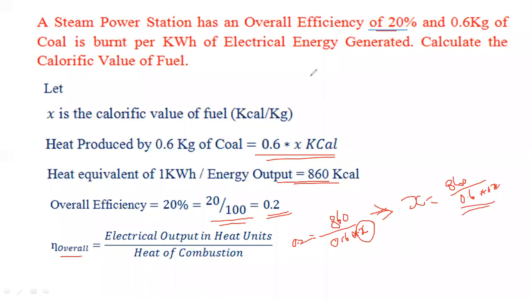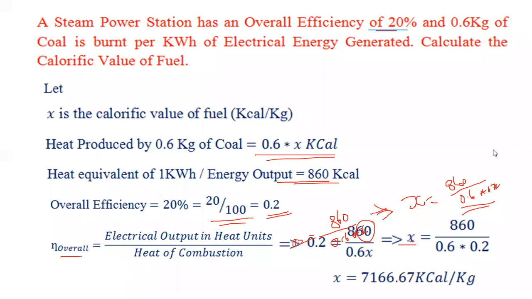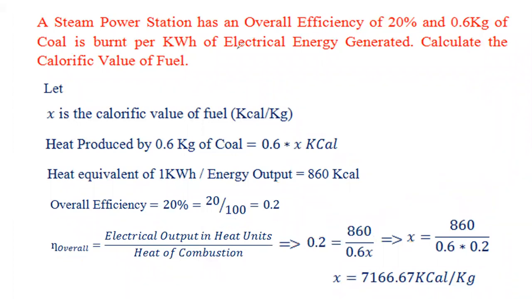The value we are getting is the calorific value. Now you can see here, the overall efficiency is 0.2, equal to the electrical energy produced, 860, by 0.6 into x. By cross multiplication and simplification, we find the value of x, that is x equals 860 by 0.6 into 0.2. Finally we get x equal to 7166.67 kilocalorie per kg.